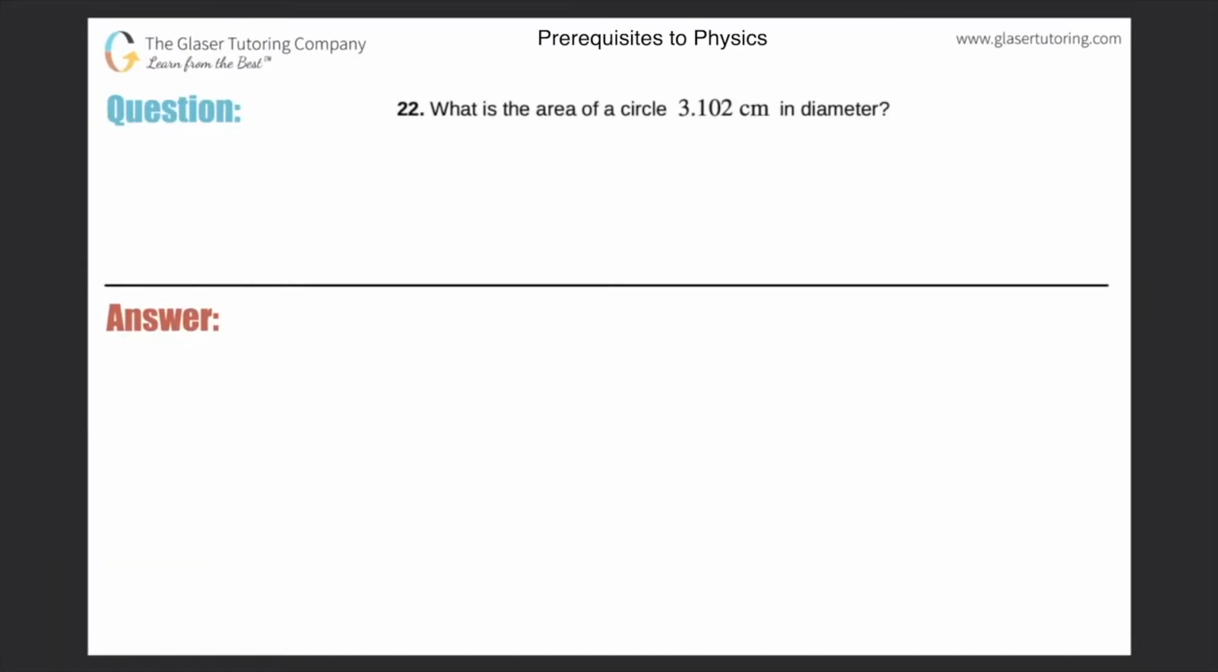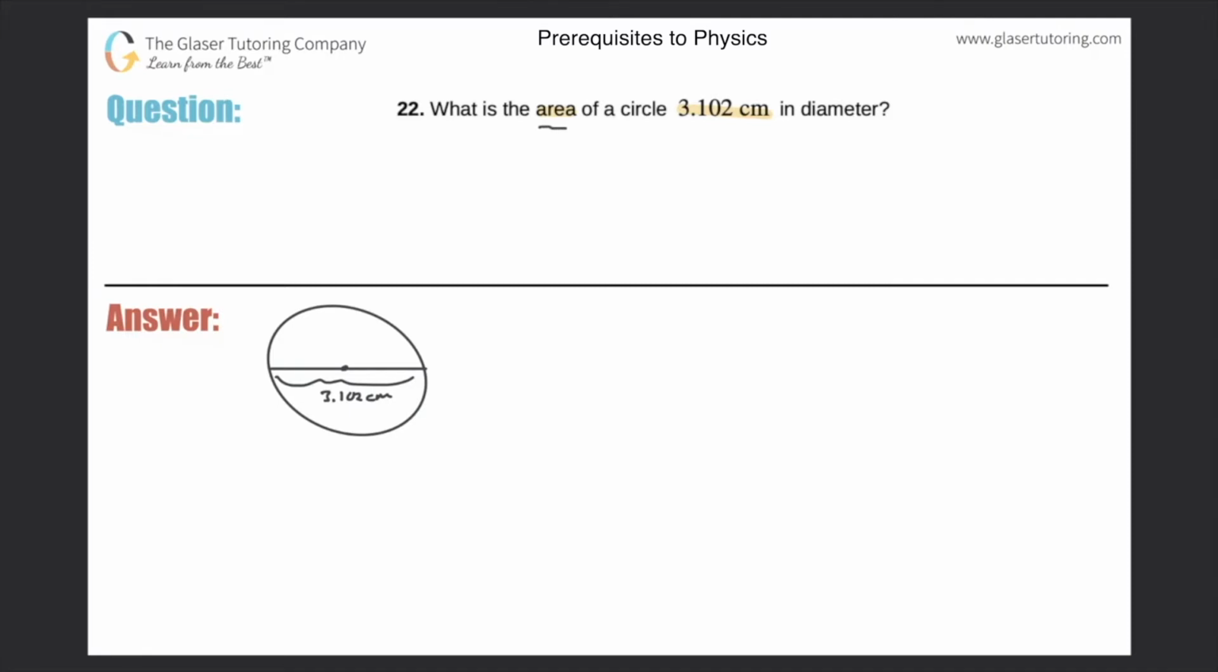Number 22. What is the area of a circle 3.102 centimeters in diameter? For a problem like this, let's just draw a simple picture. So let's draw a circle. Thank God for autocorrect. Okay, we have a circle. Let's now detail the center, and let's show the diameter, because that's what's given in the problem. So let's draw a simple diameter here. The diameter of this whole length is going to be equal to 3.102 centimeters.